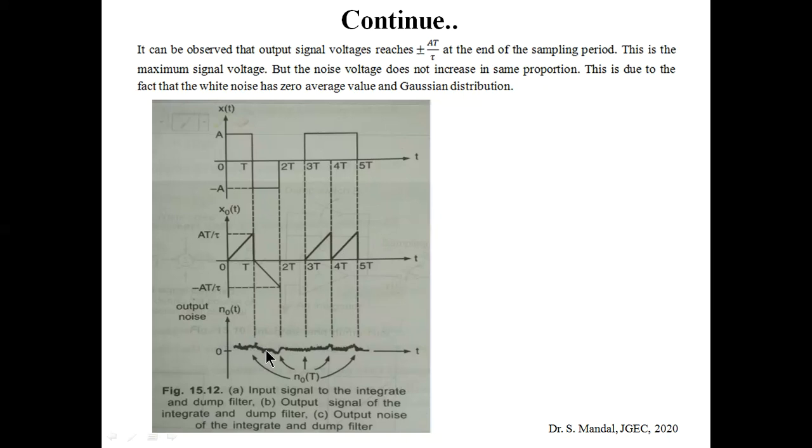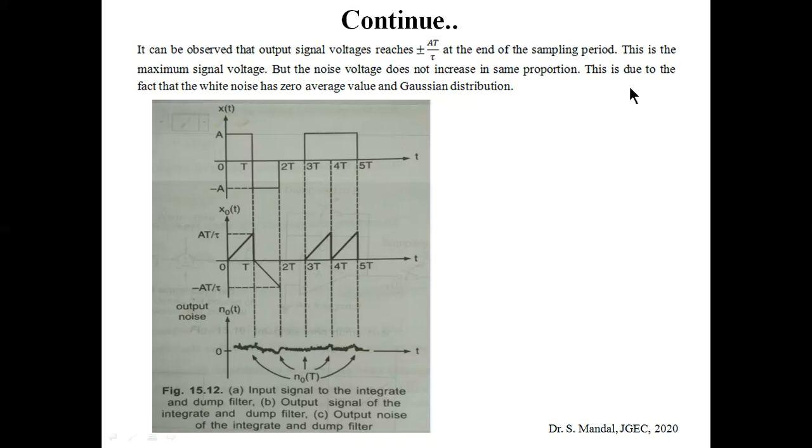And this is the corresponding n0(t), that means the output noise of the integrate and dump filter. It is quite interesting to note that at the end of each bit duration, the output reaches the maximum voltage plus or minus AT/τ. Now this is the maximum signal voltage. But it is quite interesting to note that the noise voltage does not increase significantly in the same proportion.